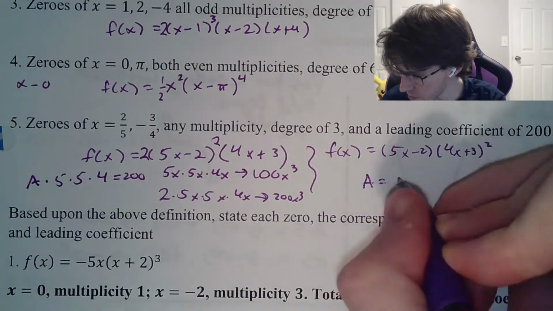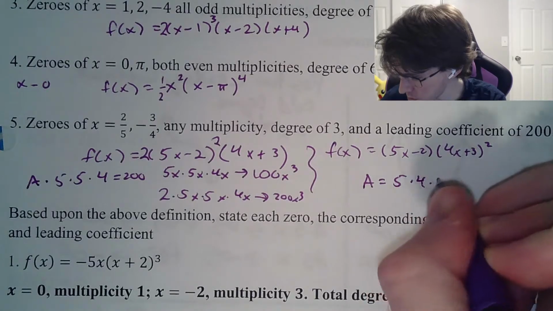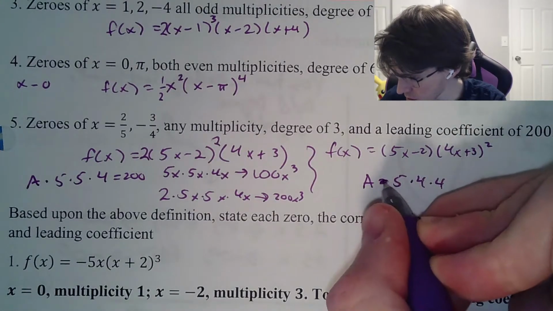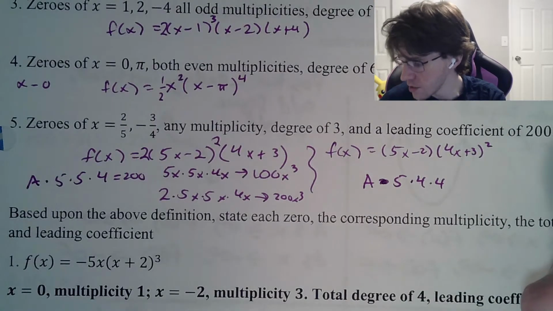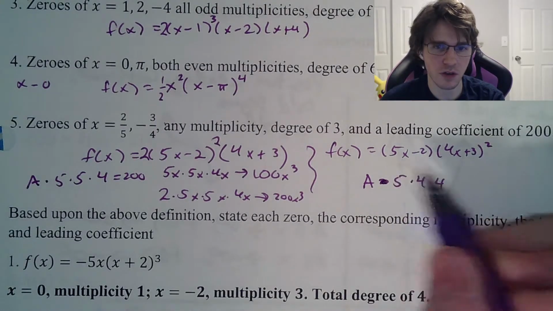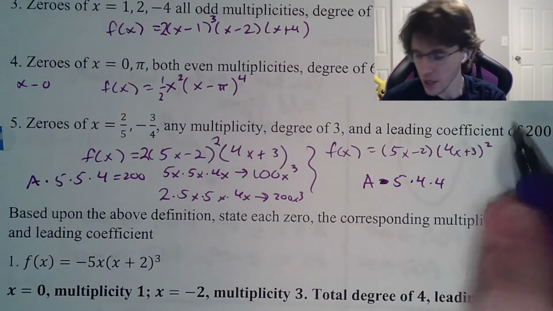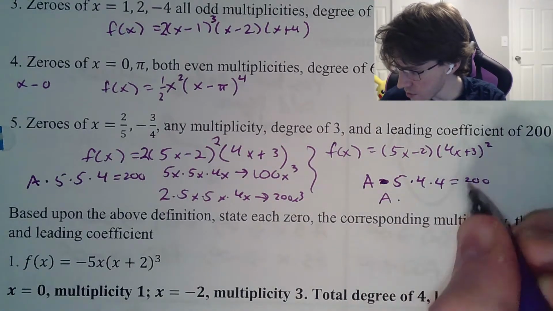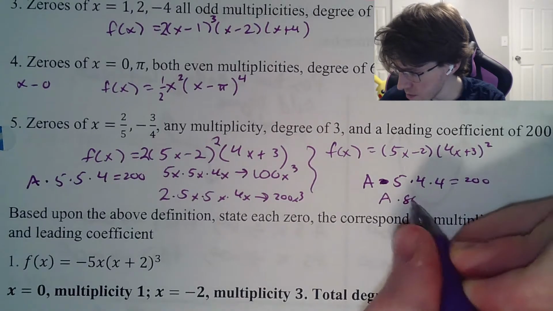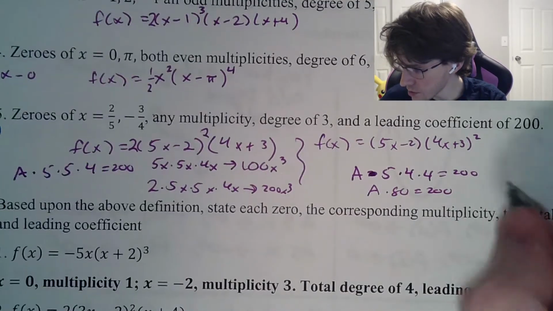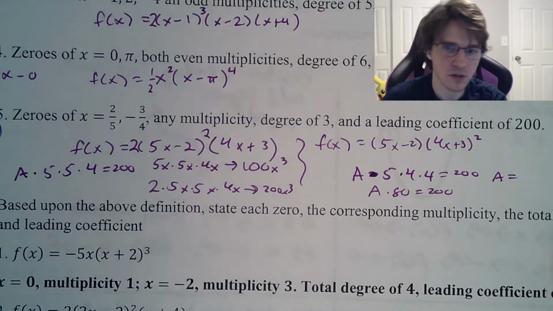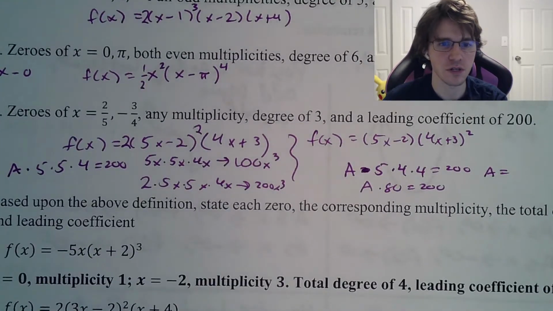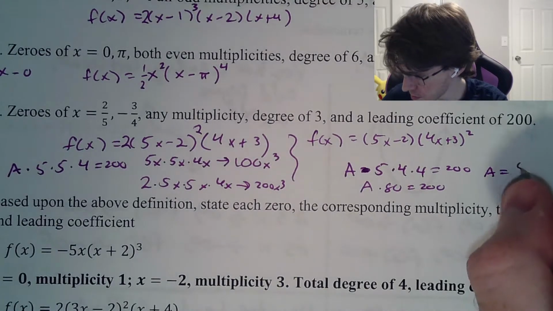Instead, you're going to have A times 5 times 4 times 4, because there's one 5 here and two 4s there. And that has to equal 200. If you do it this way, you get A times 80. And therefore, A on this problem is going to be 200 divided by 80, which is 20 over 8, which is 10 over 4, which is 5 over 2.